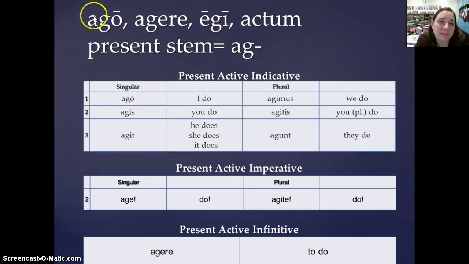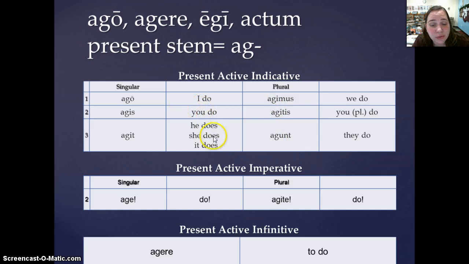So here we have the example, ago, agere, egi, actum, fully conjugated. So you can see the first person singular present active indicative is the first principal part. There it is. Then we get our present stem ag, and then following the instructions from the previous slides, we add the i, and then s, t, mus, tis, and then third person plural instead of an i, it's a u: a-g-u-n-t. So ago, agis, agit, agimus, agitis, agunt.